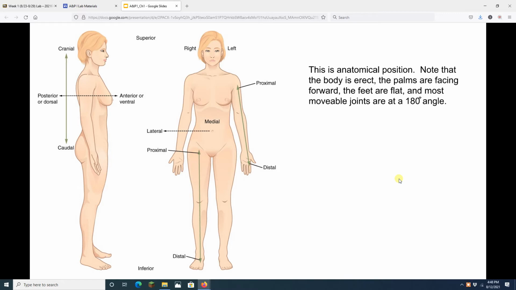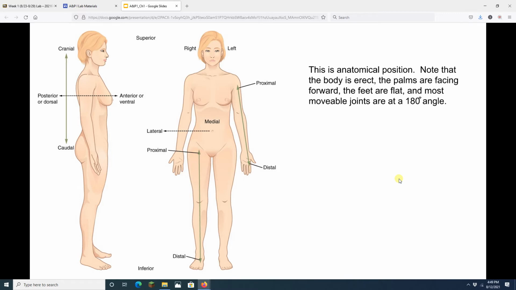We are doing lab number 1 today. If you got your lab manual handy, that would be great. I got mine right here. This lab is called the terminology of the body. What we're going to do here is go over some body terms, which is going to get you ready for this class. Once you watch this video, you want to go ahead and do lab number 1, reading through it and doing all the activities.